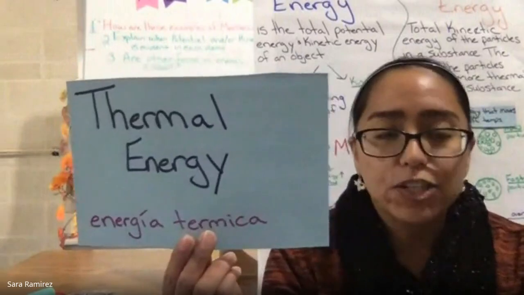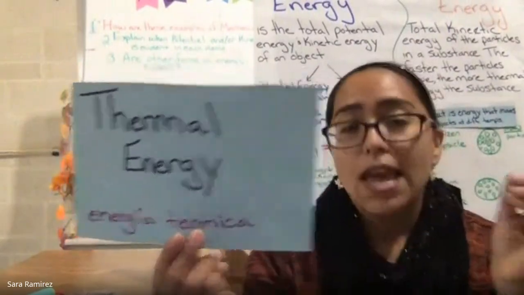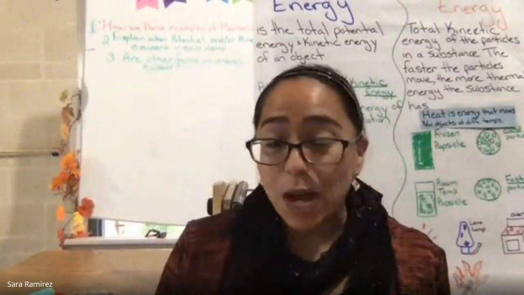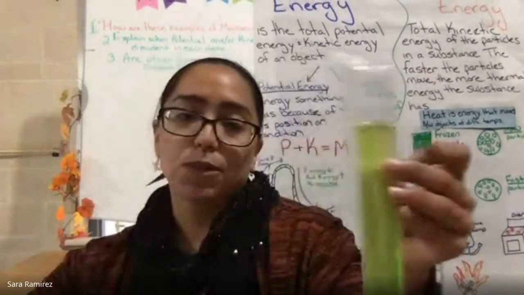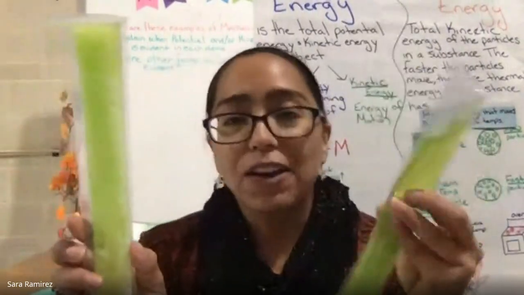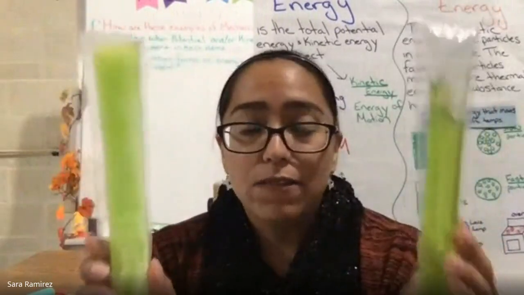So in earlier grades, you learned that all material is made out of particles. And when those particles are heated up, they start to move more rapidly. So let's take an example with our popsicles that we have here. So how do you think or compare the thermal energy of these two popsicles?